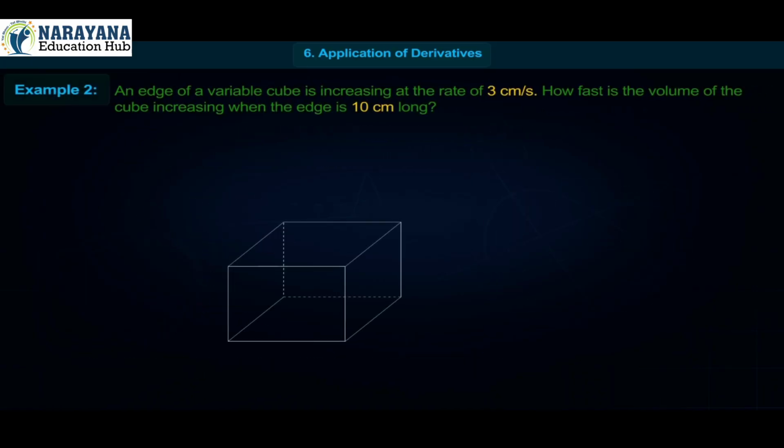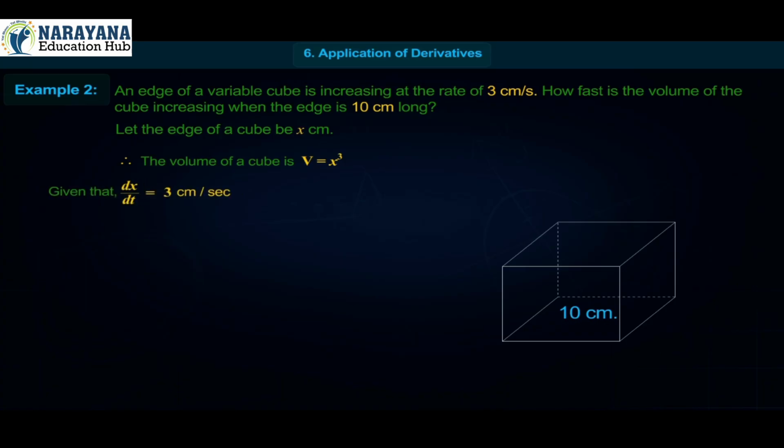Example 2. An edge of a variable cube is increasing at the rate of 3 centimeter per second. How fast is the volume of the cube increasing when the edge is 10 centimeter long? Solution. Let the edge of a cube be x centimeter. Therefore, the volume of a cube is V is equal to x cube. Given that dx by dt is equal to 3 centimeter per second, V is equal to x cube.